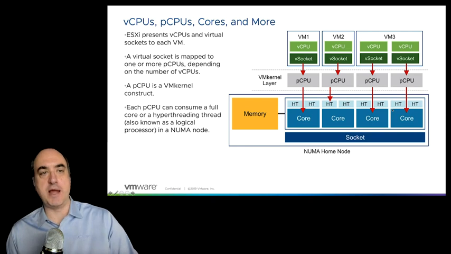The VM kernel will map the virtual sockets and virtual CPUs to these pCPU constructs. I bring that up because when you use ESXtop, it will actually show pCPU metrics as well. So that's what it's referring to. It's referring to this VM kernel layer.